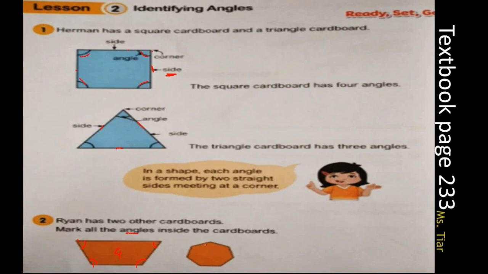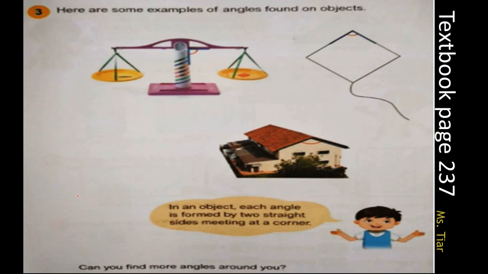Okay, let's check the angles. We have 1, which one else? 2, and then 3, 4, 5, 6, 7. So over here we have 7 angles. How if we are going to find out the angles in another object, in the real life object? Okay, look at this part. We have a balance here. If you check, we can find an angle over here. If this side is an angle, of course the other side over here is also an angle.